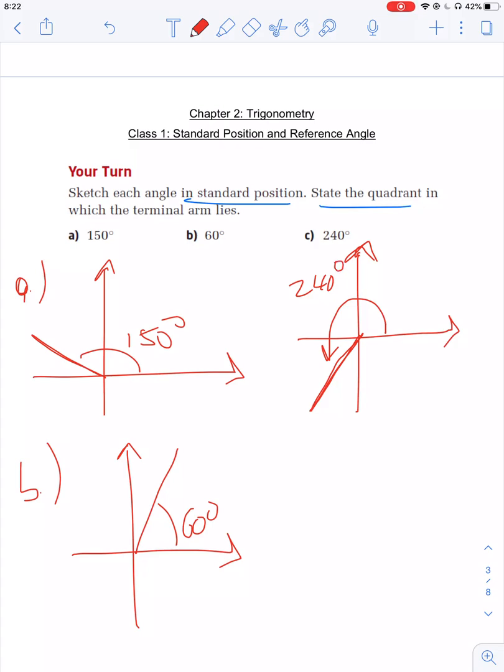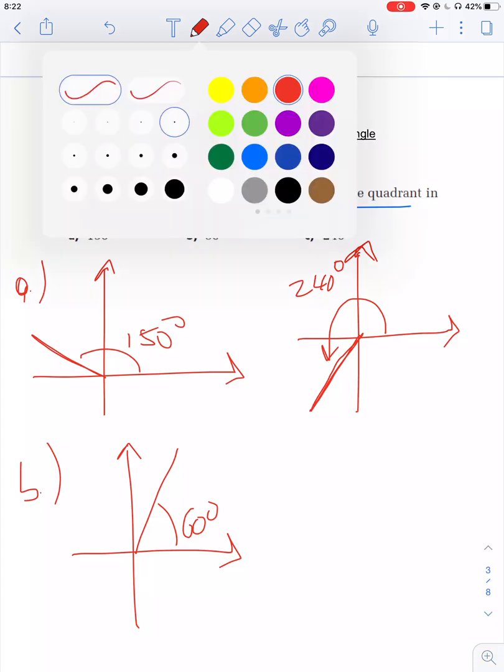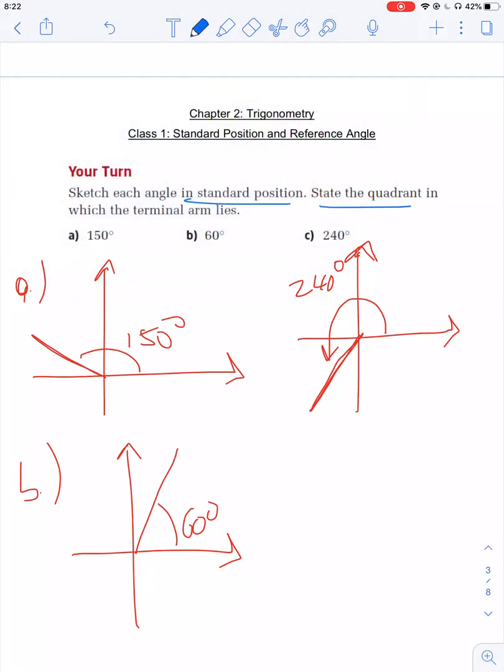Hopefully this is what you got. And now you have to label the quadrant, right? Which is something that I always tend to forget. So this is quadrant 2. This is quadrant 1. And this is in quadrant 3, okay? Hopefully that kind of made sense.